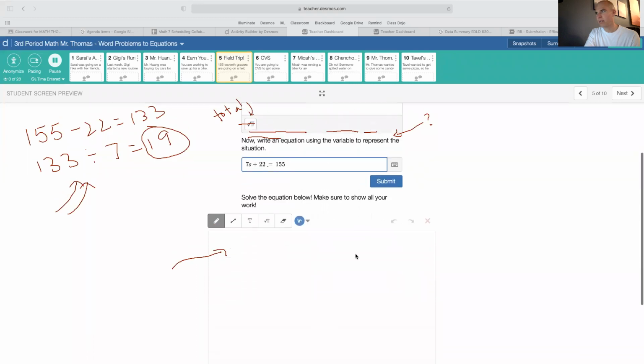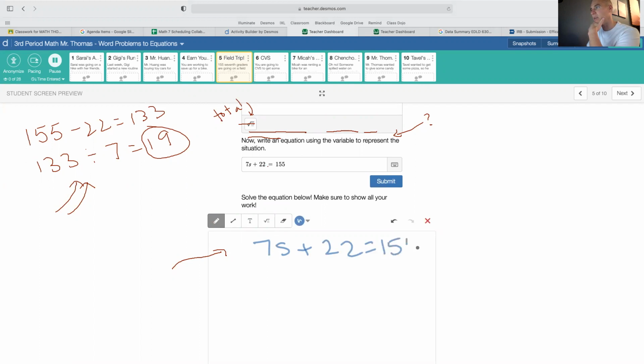All right, so let's see here. We're supposed to show our work. I'll show my work using the Desmos tool here. So I would start by writing that equation I just wrote out. 7S plus 22 equals 155. You can use the drawing tool like I'm using right now, or hit this text tool right here and type. And also, if you want to make your teacher's life easier, when you use the text tool, you can come over here and you can change colors if you like. And you can also make the font bigger, which sometimes makes it easier for teachers to see in the different views that they have.